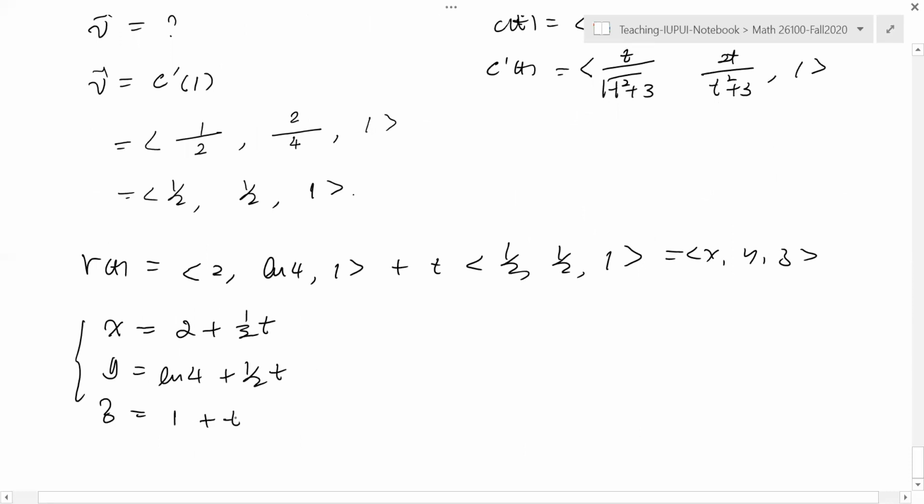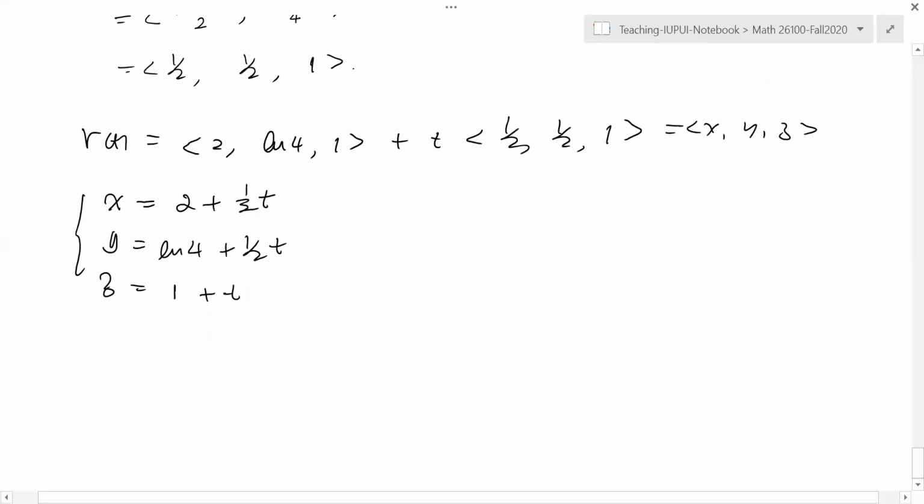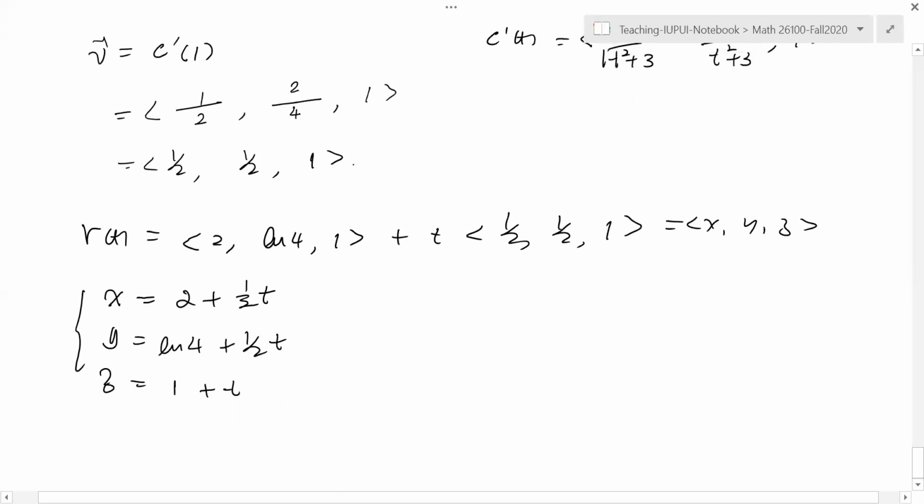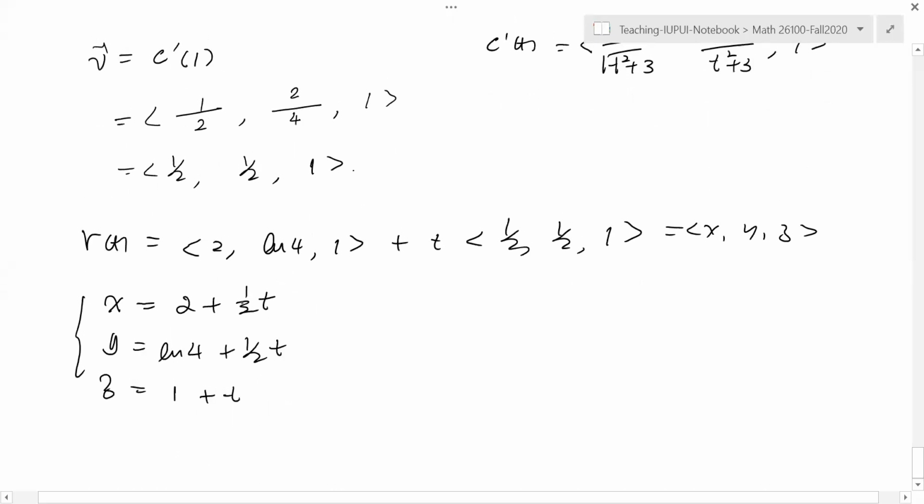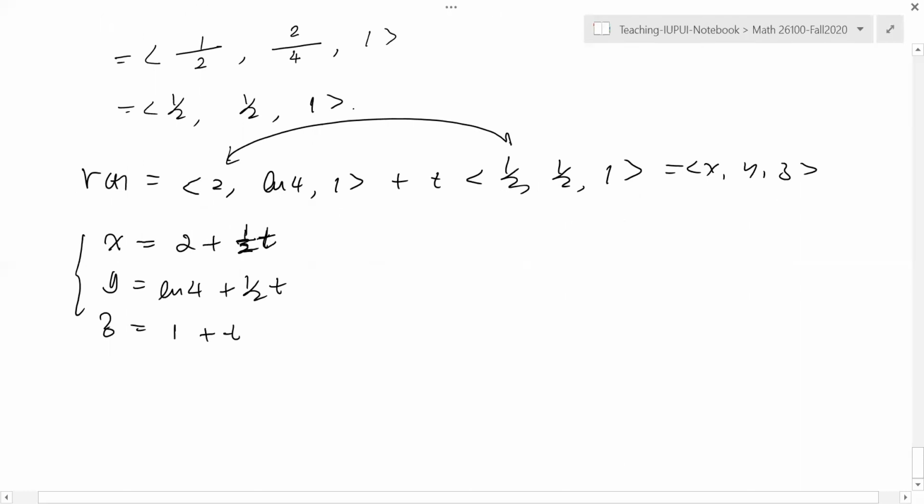Those are parametric equations for the curve. Is x equal to 1/3 t? Yeah, x is 1/2 times t. You added the corresponding components together. I was just not able to read it, I thought it was 3. Just combine them.